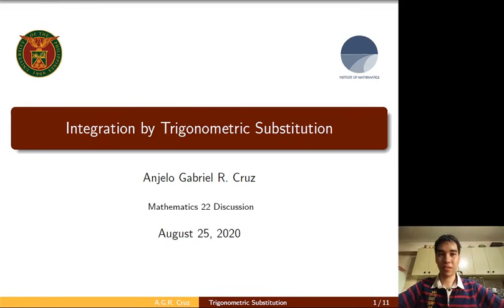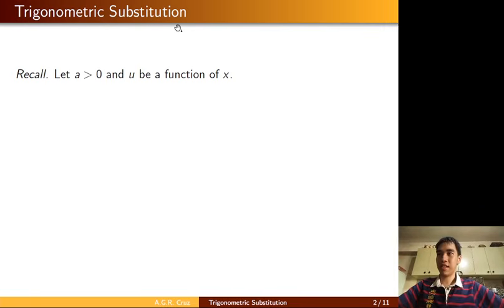Hi guys, so for today, let's concentrate on integration by trigonometric substitution. And para mas madali nyo masundan yung flow ng ating discussion, I will divide this into three separate parts. So of course, this is the first part ngayon. So let's recall the general idea of trigonometric substitution.